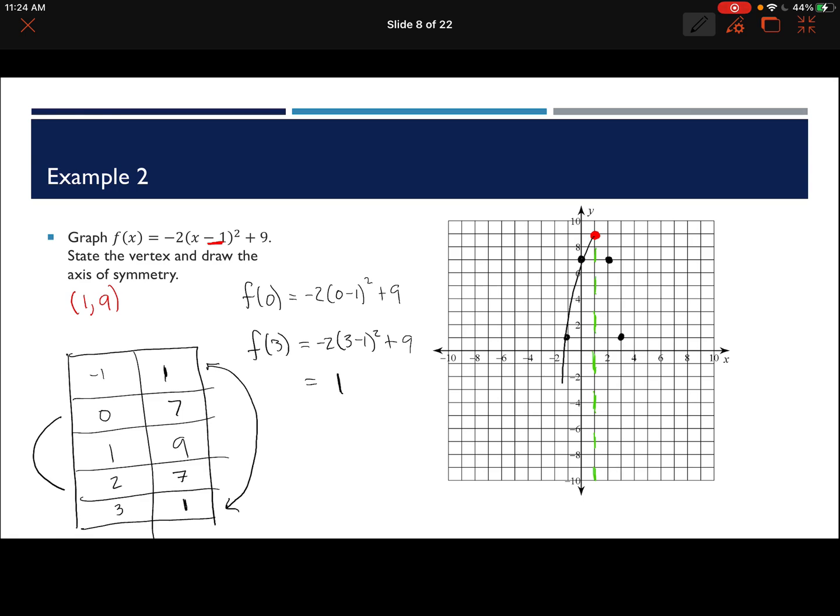So we get our parabola to be something like that. And it should be a skinnier parabola because we have this vertical stretch of 2, and it should open downwards because a is negative 2. So that's how we graph a parabola that is in vertex form.